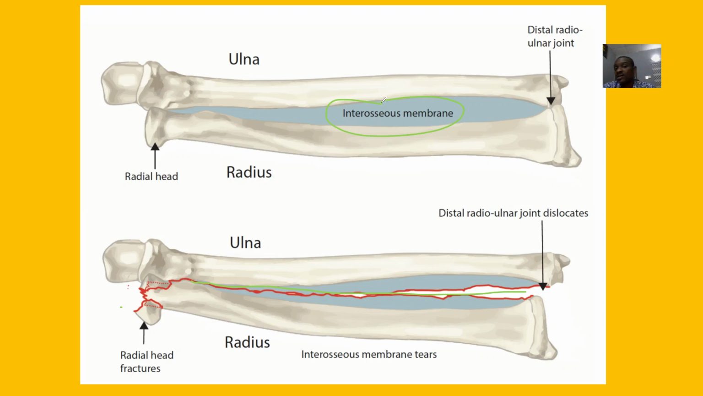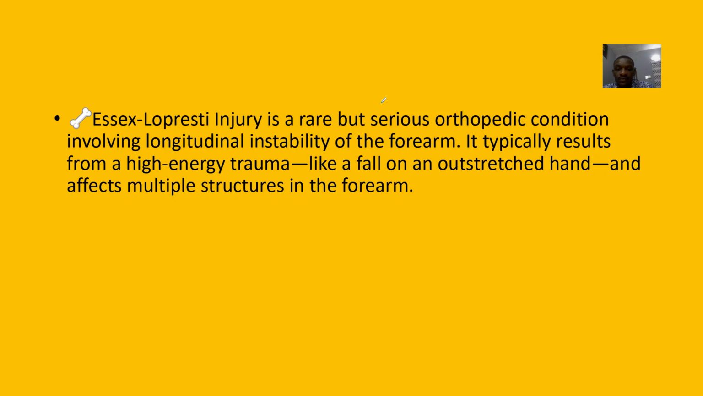There's a tear in the interosseous membrane that is usually between what? The ulna and the radius bone. You understand? So a tear in the interosseous membrane that is between these two bones. It's a rare but serious orthopedic condition.